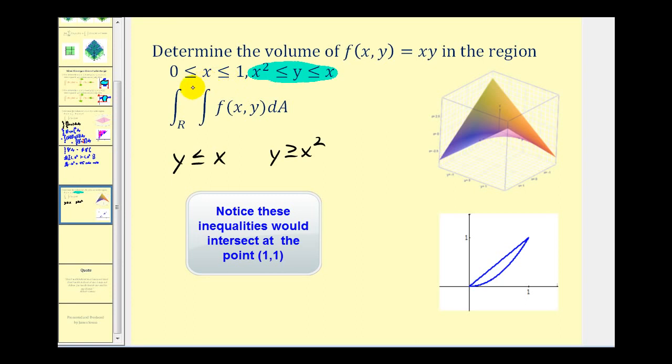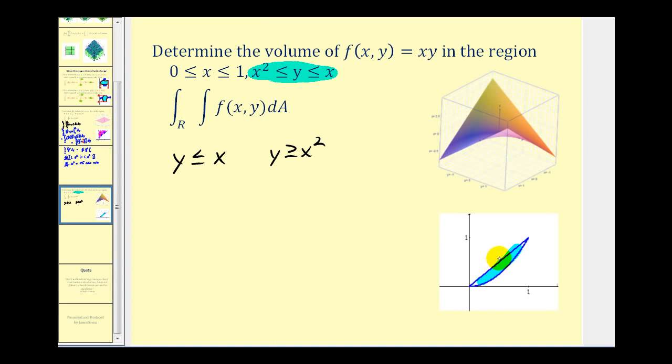And x is on the closed interval from 0 to 1, so our region of integration is this region here between the parabola and the line. And again, this was the point 1, 1. Notice this region is bounded above and below as well as to the left and right by these two functions. But since we have y in terms of x, we'll integrate with respect to y first this time. So our function is xy. We'll have dy first and then dx. So y expressed in terms of x will be from x squared to x, and x will be from 0 to 1.